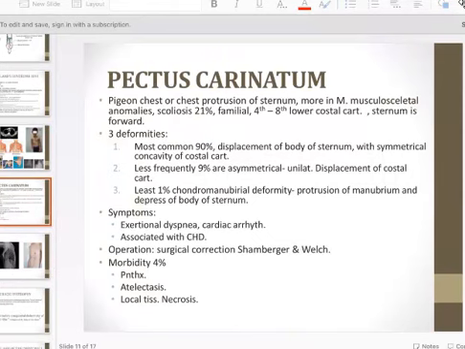Pectus carinatum. This is opposite to the pectus excavatum. Excavatum is a depression here, while carinatum is the protrusion of the sternum, what we call the pigeon chest. This is a pigeon chest with protrusion of the sternum, more in the male.